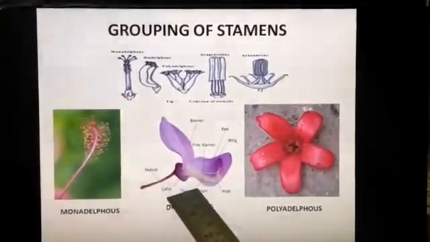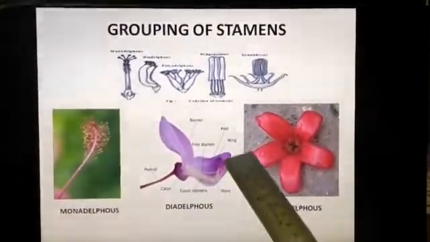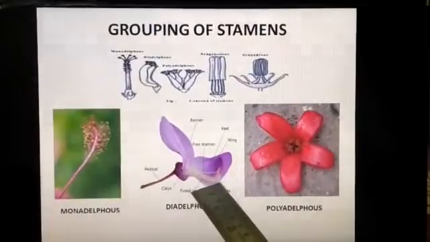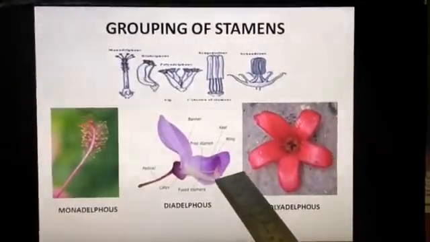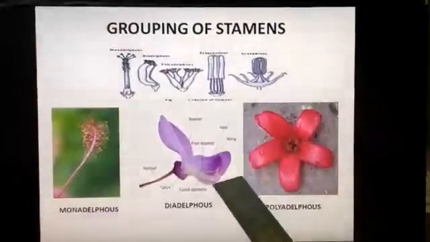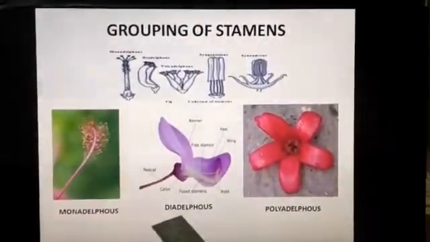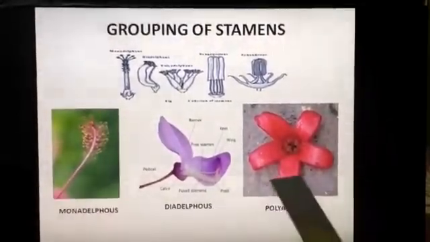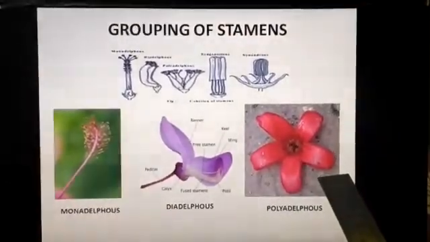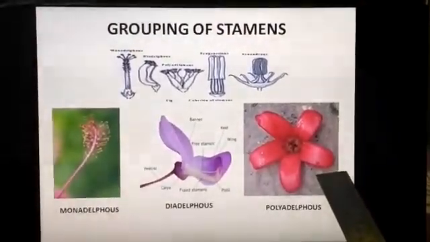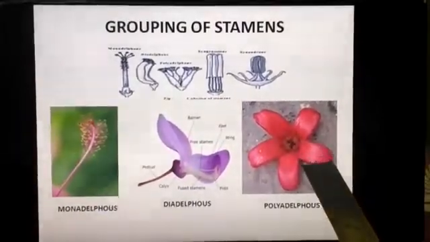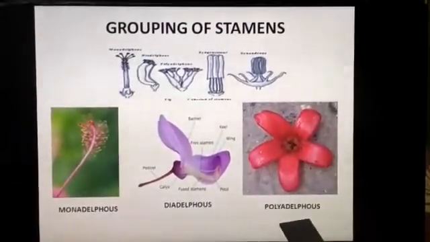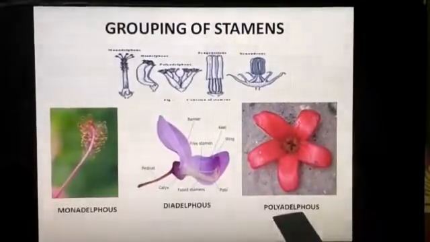This is a pea flower which is showing stamens in 2 groups. One group is having 9 stamens together and one is separate. So therefore, this condition when the stamens are in 2 groups is termed as diadelphous. Here is the figure of bombax flower. It is having stamens in many groups at the center. Such a condition when the stamens are in many groups is termed as polyadelphous.